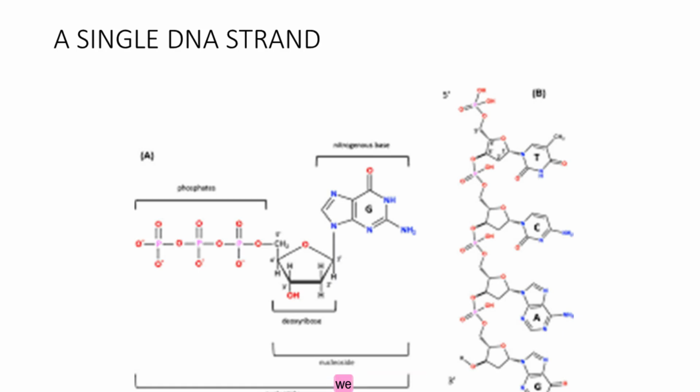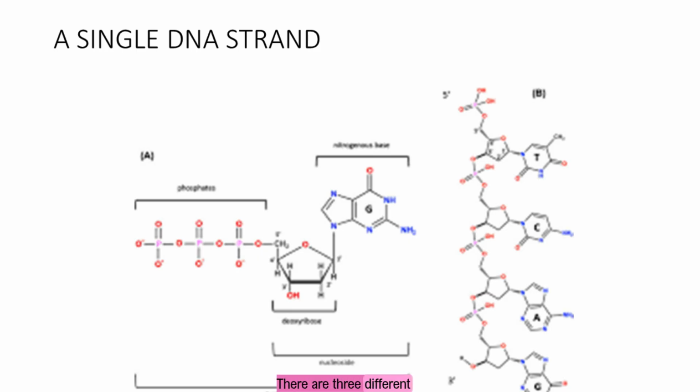One, we call it a deoxyribose sugar, also known as a pentose sugar. The second is a phosphate group. The third is a nitrogen base or nitrogenous base. Those three, the deoxyribose sugar, pentose, phosphate group, and nitrogen base, constitute what we call a single nucleotide, which is the building block of DNA.